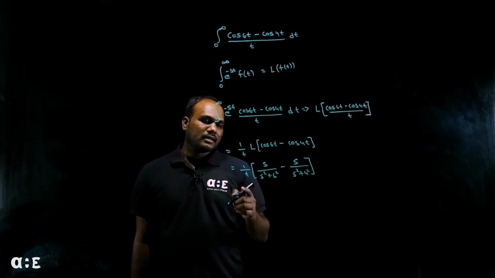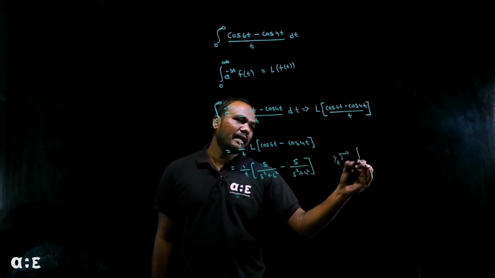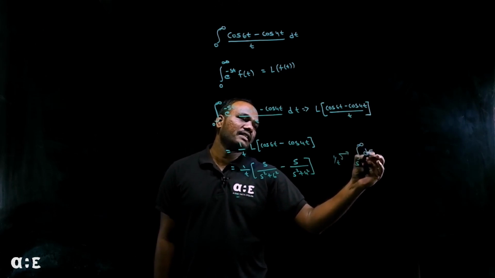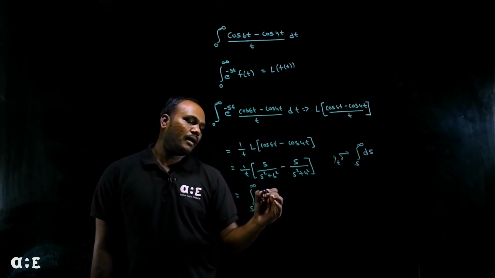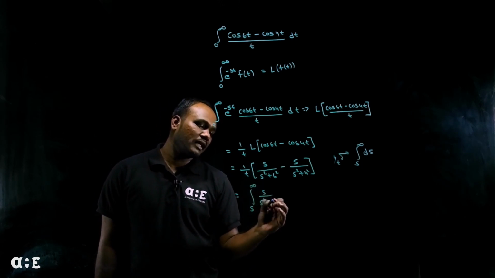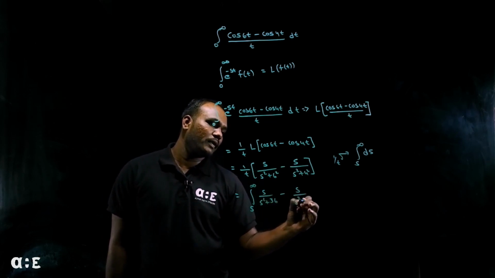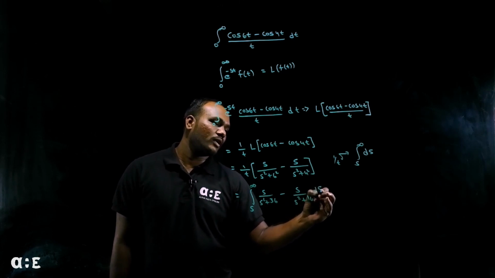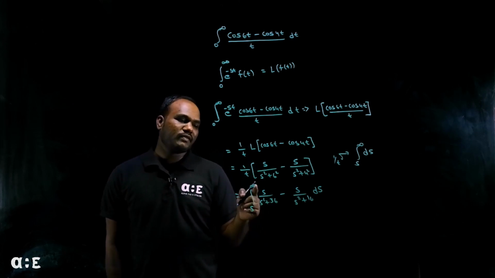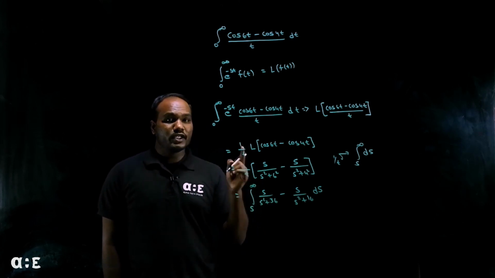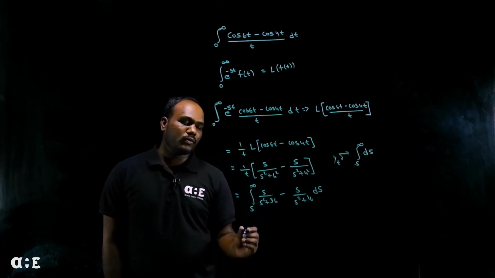Now 1 by t is there, and 1 by t can be eliminated by integrating from s to infinity with respect to ds. So 1 by t will be replaced with the integration from s to infinity of s upon s square plus 36 minus s upon s square plus 16, with respect to ds. To integrate this, the differentiation of s square is 2s, but we have s in the numerator, so we need to multiply by 2 and divide by 2, and the same here.